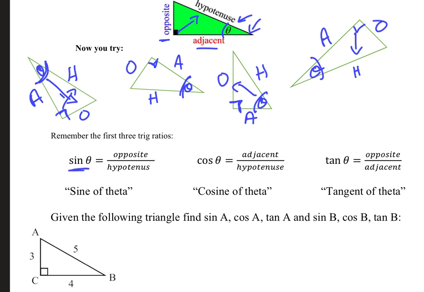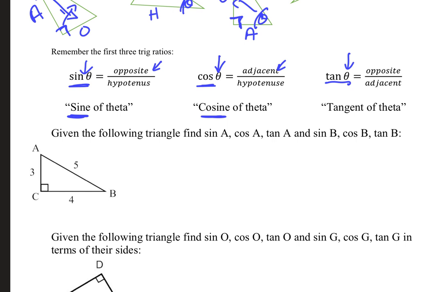This is sine. This one is cosine, and then cosine of theta, T-H-E-T-A, is how we say it. This is tangent of theta. You always have to have an angle here, because if you don't have an angle, you don't know which one is opposite and which one is adjacent. Without the angle, I don't know what you're talking about. So make sure that when you do these, you always include the angle in your answers.